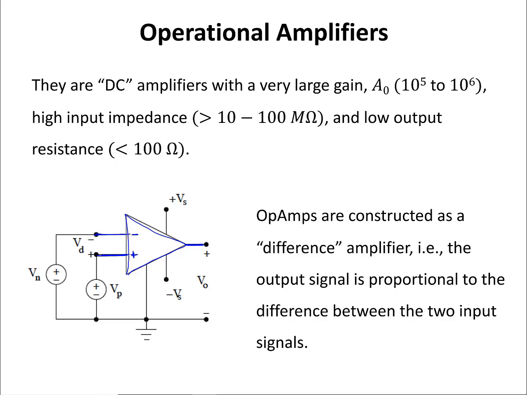To be able to turn on the op-amp, we need to connect it to external power supplies, positive Vs and negative Vs. And op-amps are constructed as a difference amplifier. The output signal in these op-amps is proportional to the difference between two input signals. In other words, Vout equals A0 multiplied by Vd, which is A0 multiplied by Vp minus Vn.